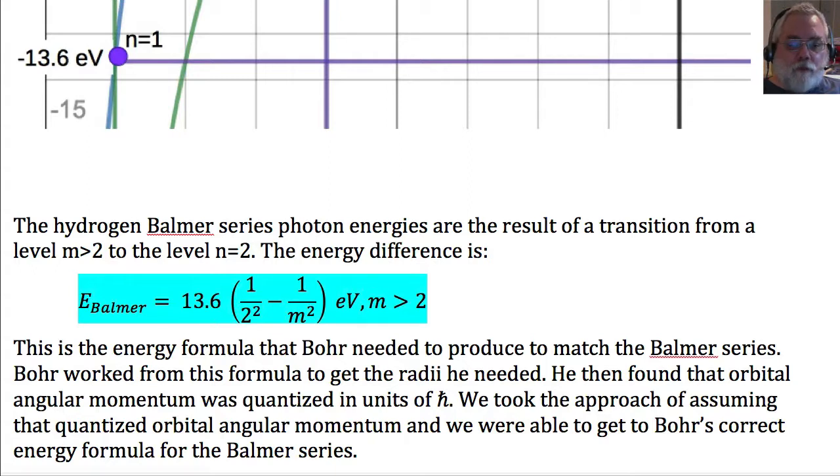Bohr worked from this formula to get the radii he needed. He then found that the orbital angular momentum was quantized in units of h-bar. We took the approach of assuming that quantized orbital angular momentum, and we were able to get Bohr's correct energy formula for the Balmer series.